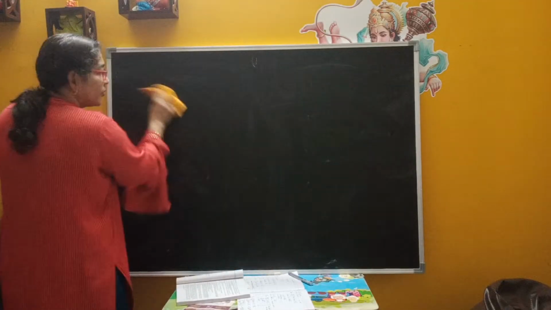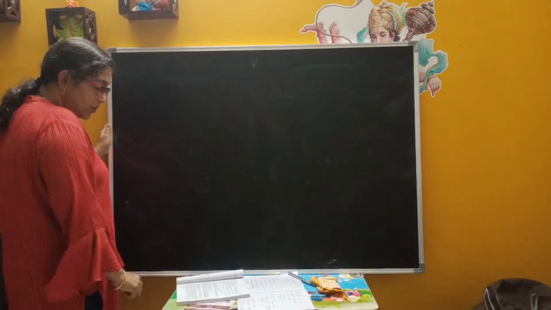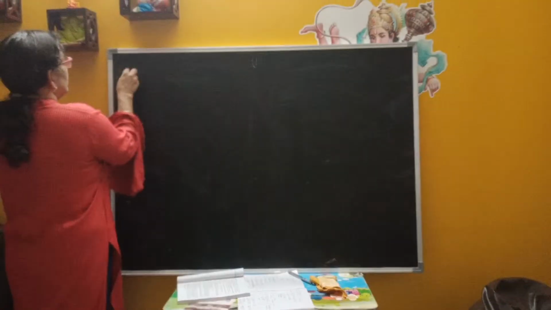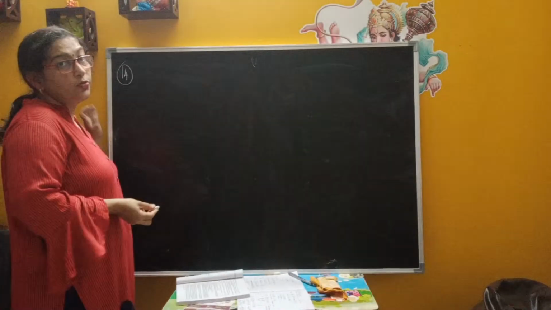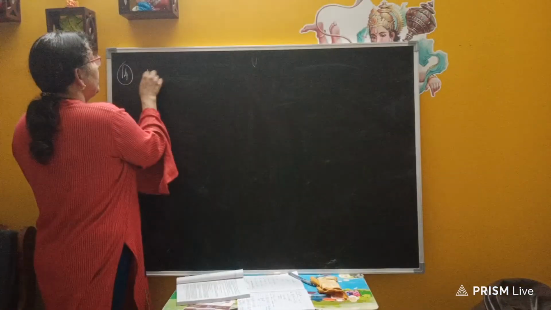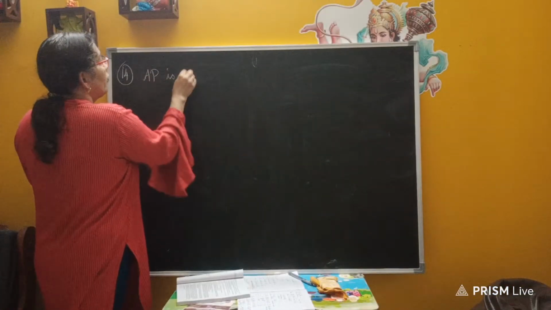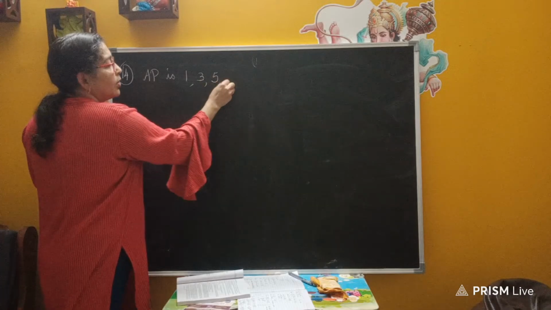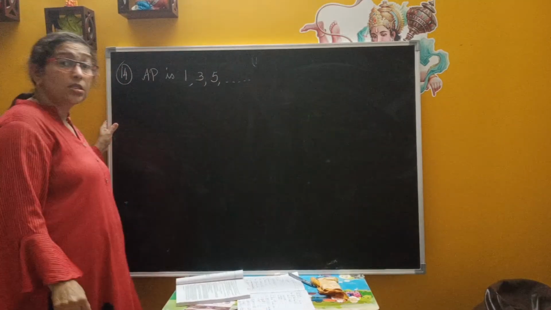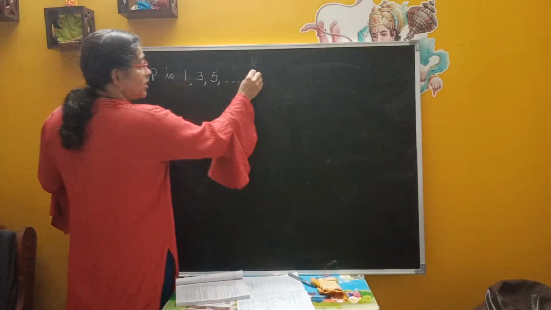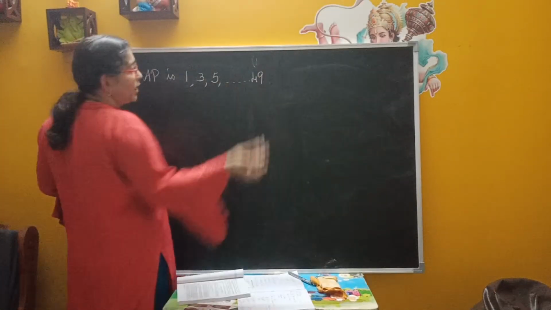Sum of odd numbers between 0 and 50. Which is the first odd number between 0 and 50? 1. The AP is 1, 3, 5, etc. Which is the last one? 50 is an even number, so the last one is 49.